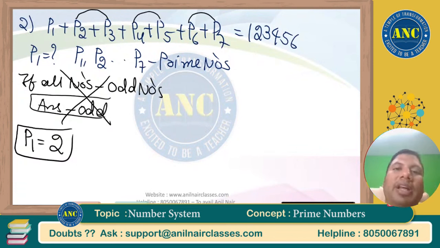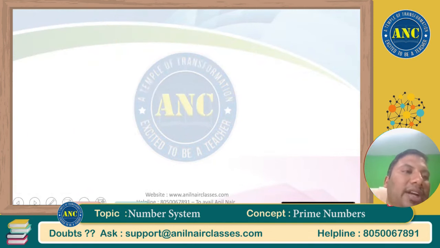Again I am telling you, an odd number of odd numbers sum will be an odd number, but in the right hand side it is an even number. So one number has to be an even number. Idea clear? Next, another variety.